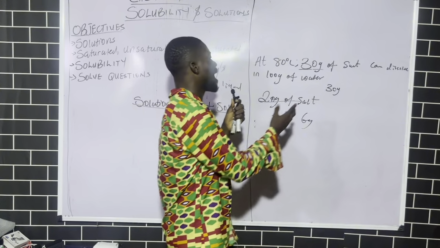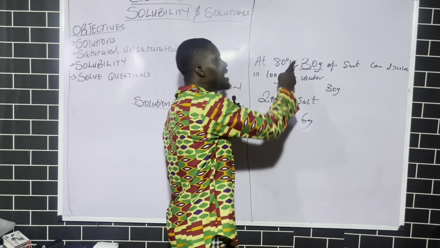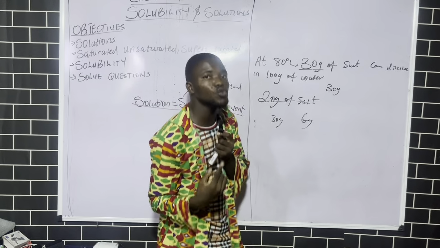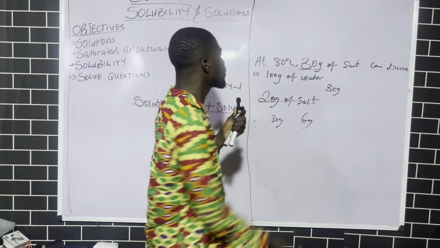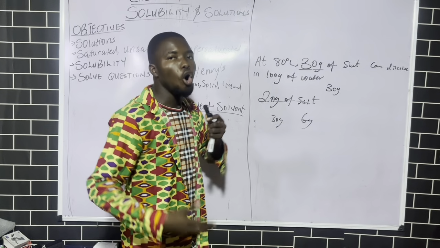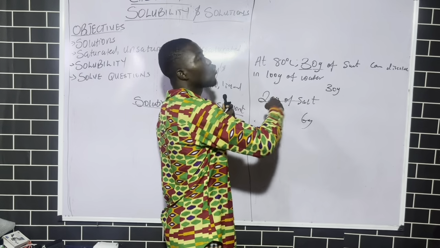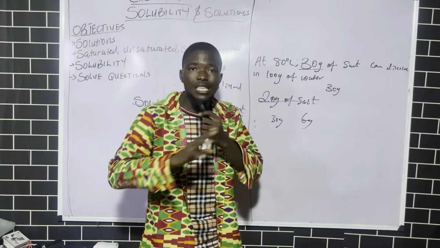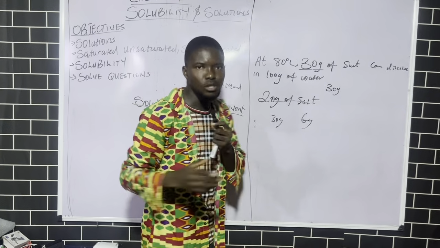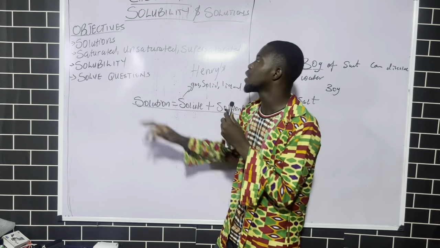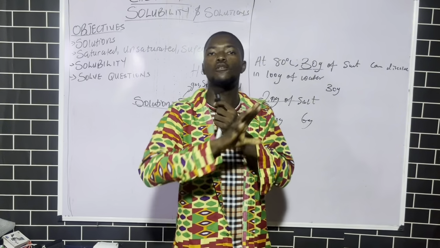The only way you can accommodate this other 6 gram is by either increasing the temperature, because as you increase temperature, the solubility of a solid increases. So if you increase the temperature, then possibly the 6 gram will dissolve. Or by increasing the amount of the solvent, from this 100 gram to 120 gram or 150 gram. That's the only way this 6 gram can dissolve. So in simple terms, a saturated solution means a solution that has received its maximum capacity of solute.